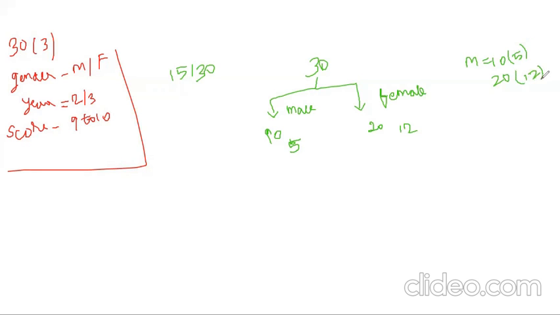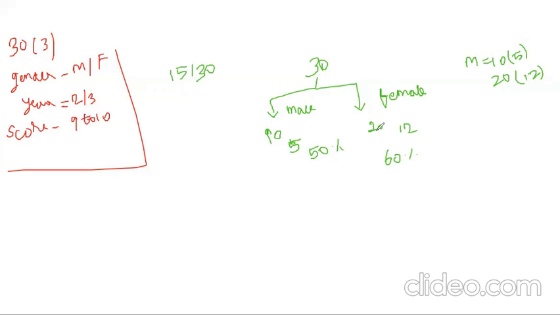Now it is the percentage. For female, 12 by 20 into 100 is 60 percentage of girls placed, and 50 percentage of boys are placed during lockdown time. This is the split along gender wise.